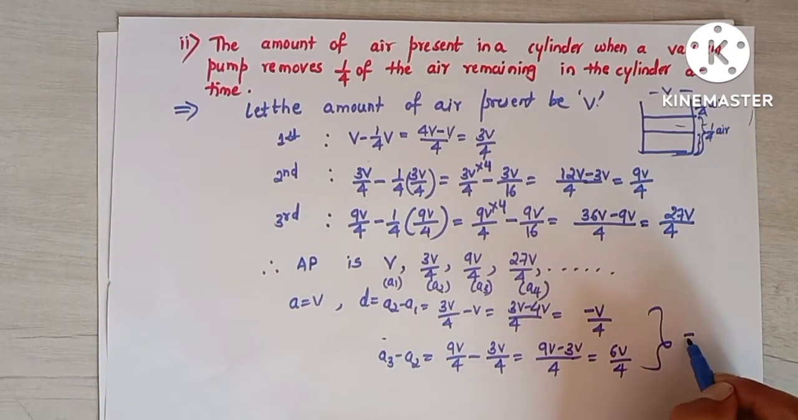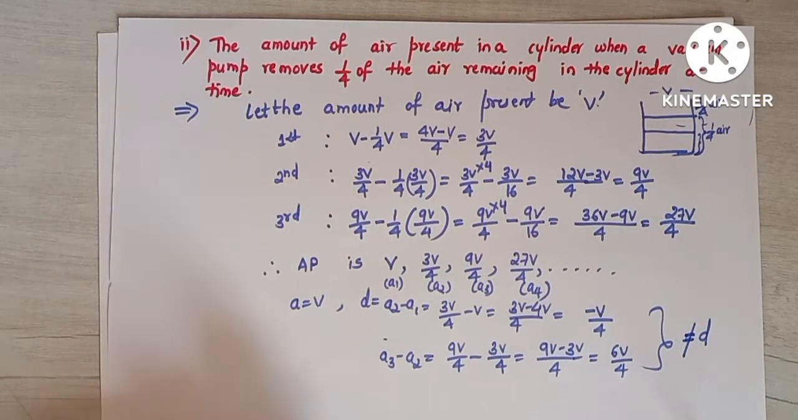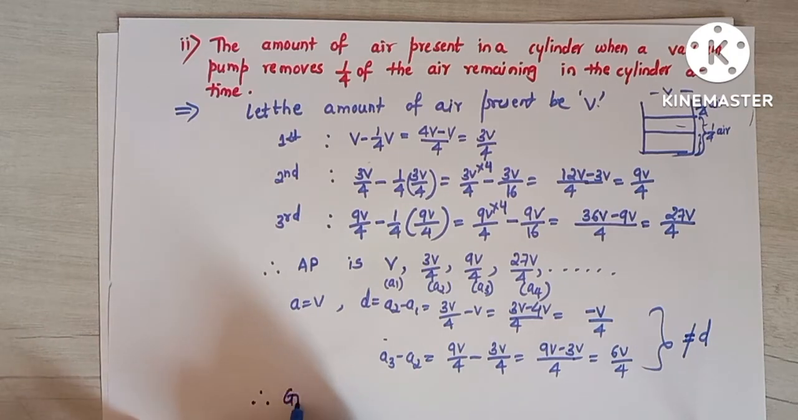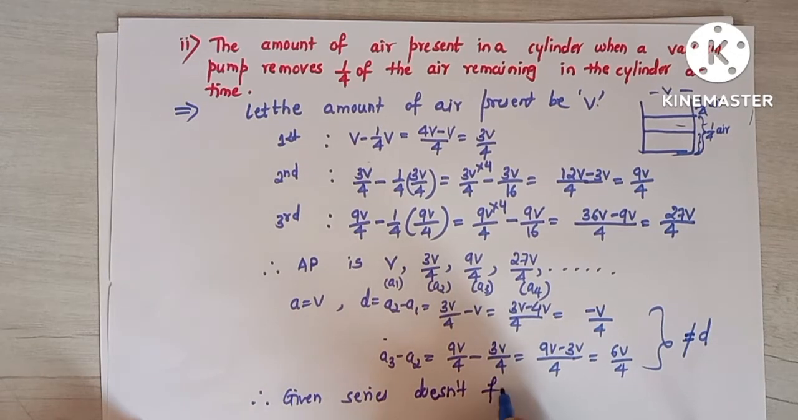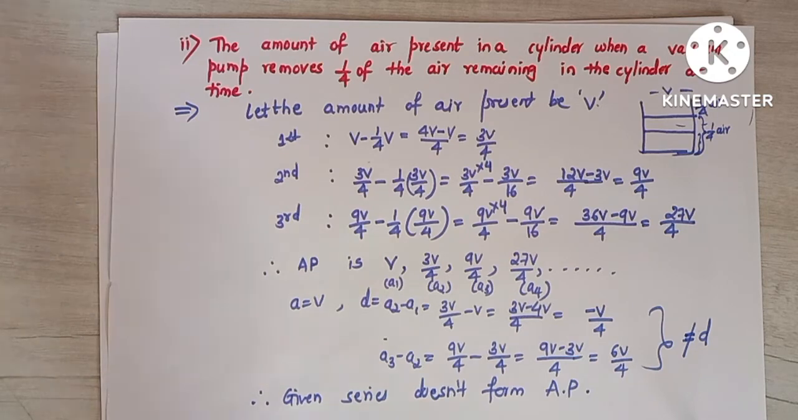Whether both are equal to D? No, these are not equal to D. Therefore, the given series does not form an AP. So what do we have to do? We have to take the total amount of air to be V, because here the total air value is not given. Therefore, let us take it as V.